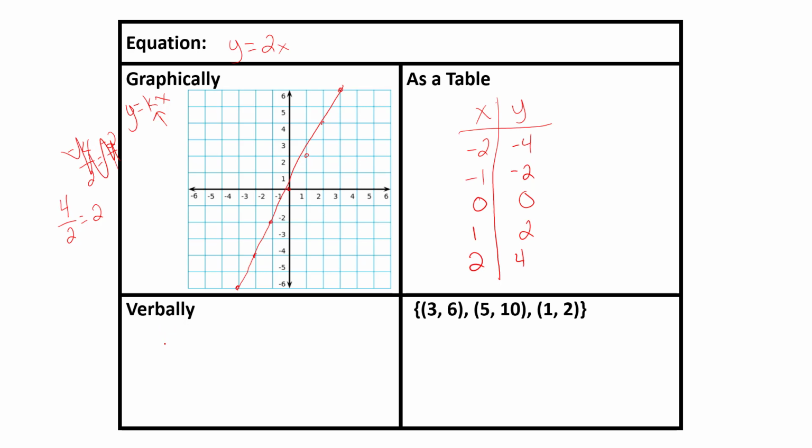Verbally, y is equal to a number times 2. Now, lots of different ways to say this. You could say y is equal to double a number. You've got some options there.